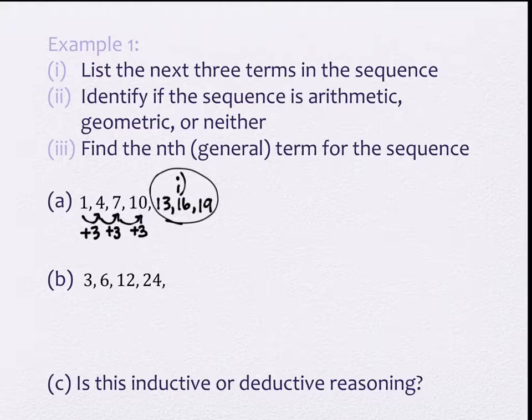Okay, the second thing it said to do is to identify, is it arithmetic, geometric, or neither? So what is this one? Yeah, it's arithmetic, because arithmetic is the addition to get there. That wasn't spelled right. Let me try one more time.